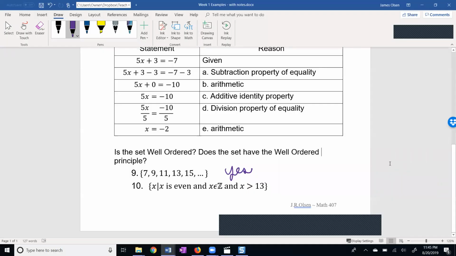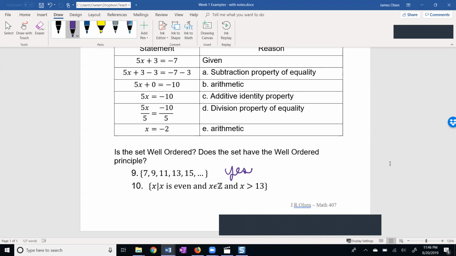Our next set is the set of all x such that x is even, x is an element of the integers, and x is greater than 13. So we have even integers. Of course, that would be negative 4, negative 2, 0, 2, 4, 6, 8, 10. But in addition, x has to be greater than 13.